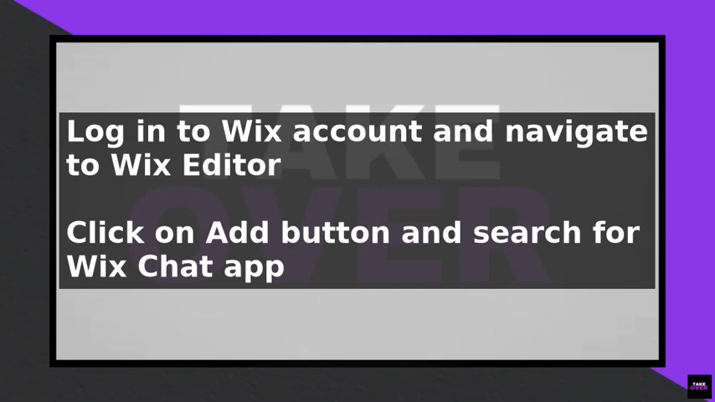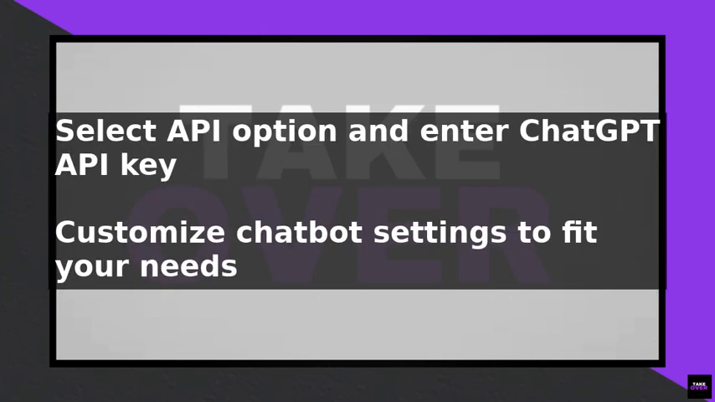You can then customize the chatbot settings to fit your needs, such as setting up intents and entities. To test your chatbot, go to your Wix website and initiate a chat. Your ChatGPT chatbot should respond to your messages. Make sure to test your chatbot thoroughly to ensure it is working as expected.